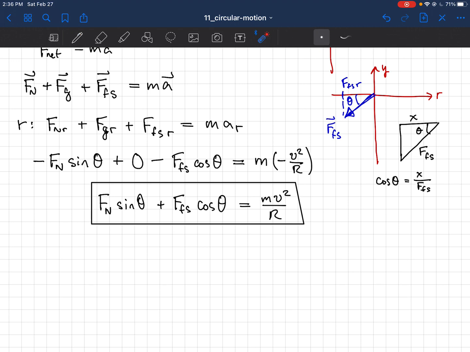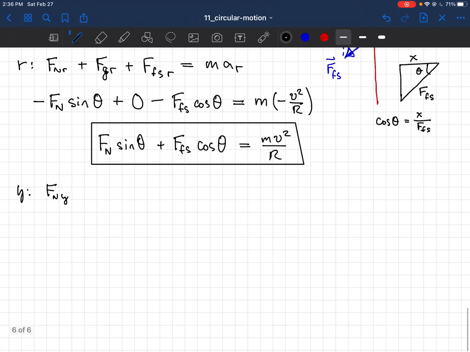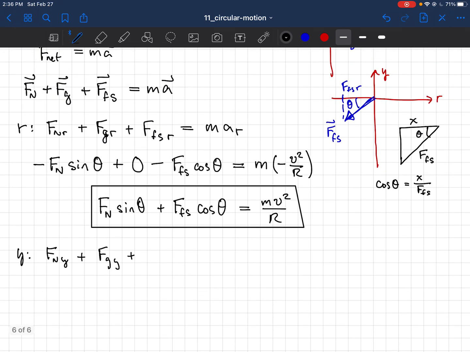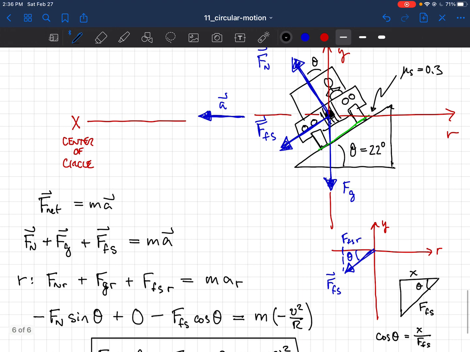We're definitely not finished because we're looking for v, and we have a number of unknowns, both normal and static friction. So we're going to need another equation, and that will be our y equation. So let's write it out. Fny plus Fgy plus, if we look back up here to see what our forces are, F friction static y is equal to may. I'm looking at my vector equation to find my components. And then we go through and find them.